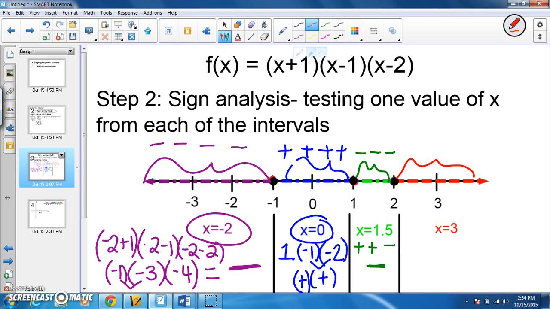And our last interval is from 2 to infinity, so I picked 3. 3 plus 1 is positive. 3 minus 1 is positive. And 3 minus 2 is positive. Now we have positive times positive times positive, making my red interval positive.